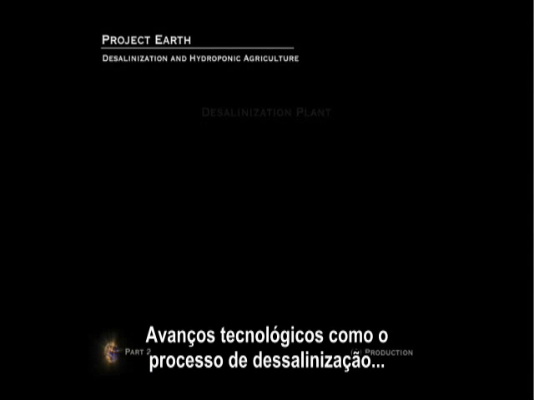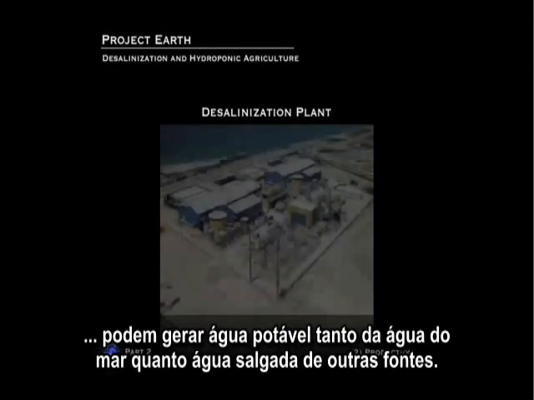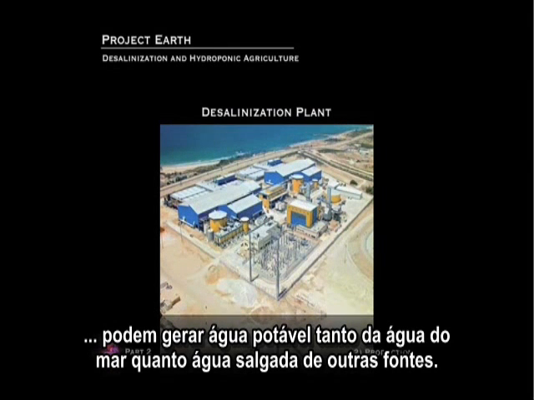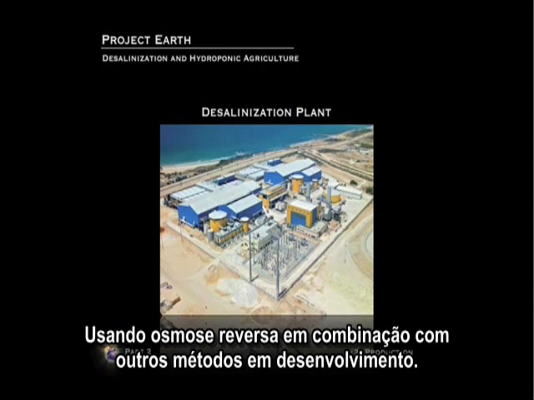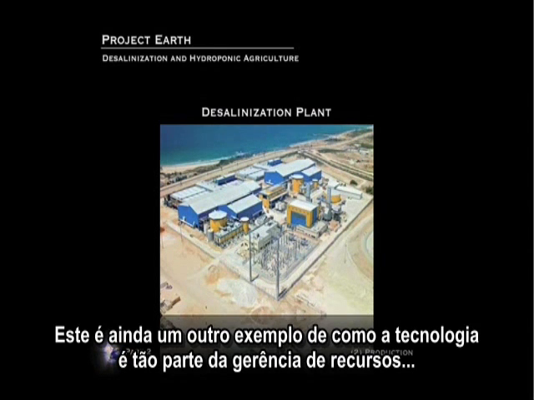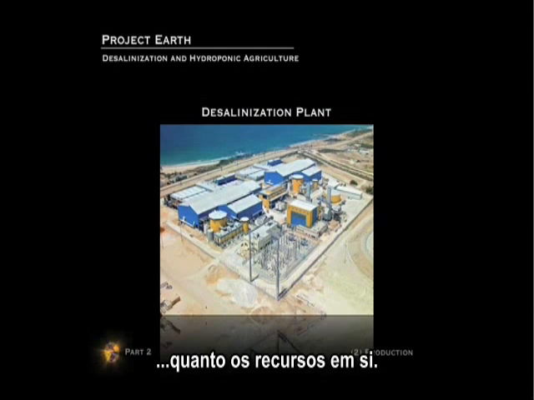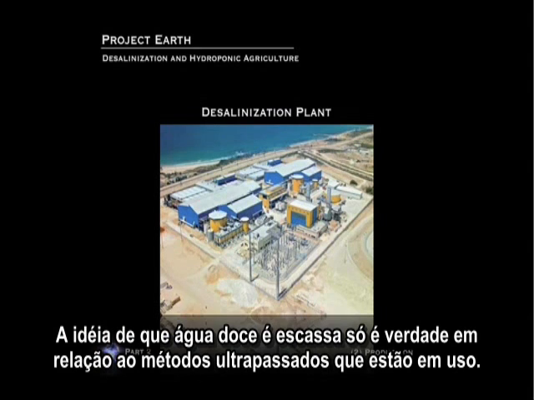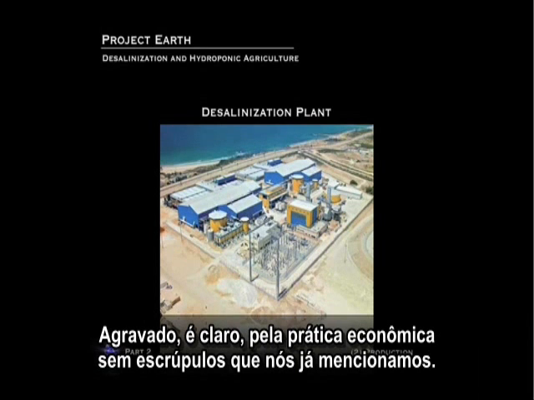Technological advancements such as desalination processes can make fresh water both from seawater and even brackish water sources, using reverse osmosis along with other developing methods. This is yet another example of how technology is just as much a part of resource management as resources themselves. The idea that usable water is scarce is only true in relationship to the limited methods we are currently using, compounded, of course, by the economic nonsense we have already mentioned.